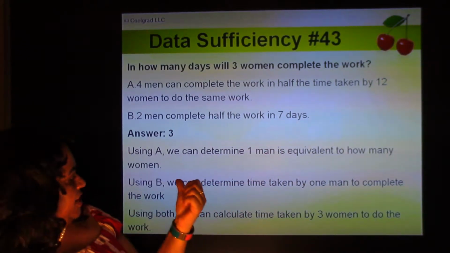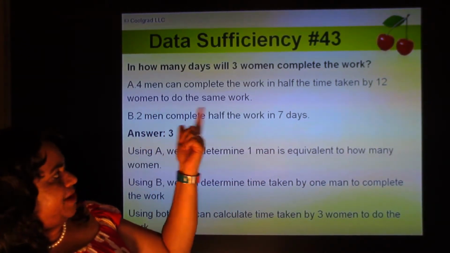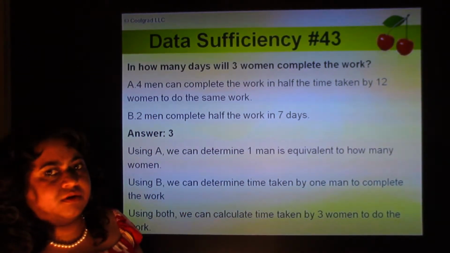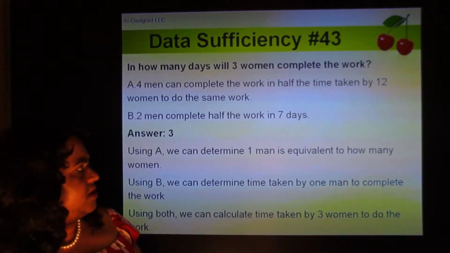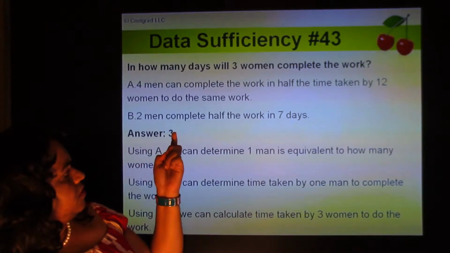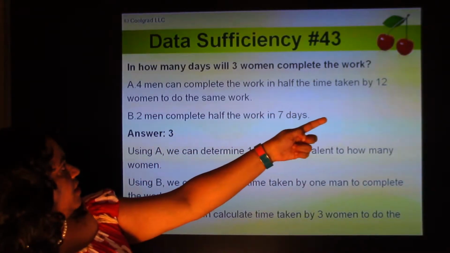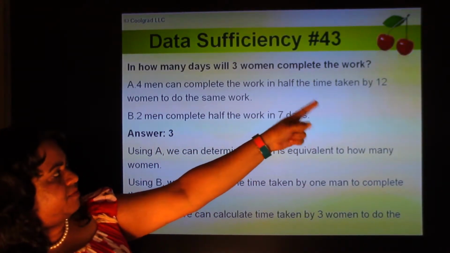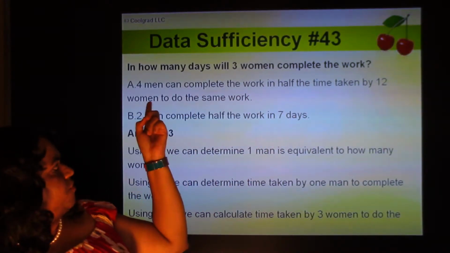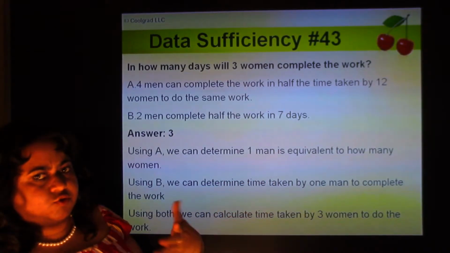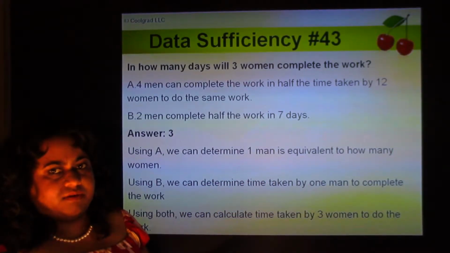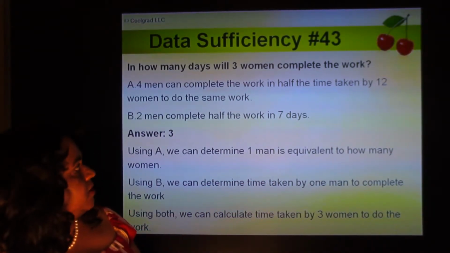Using this statement, you get a relationship between the number of men and women, the time taken to do the work, the ratio of how much time a man takes to how much time a woman takes. So half the time taken by 12 women is nothing but the time taken by 6 women, right? So 4 men do the same work as 6 women. So 2 men do the same work as 3 women. Okay, so we got that relationship straight away.